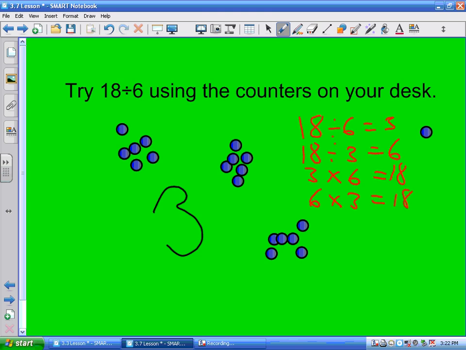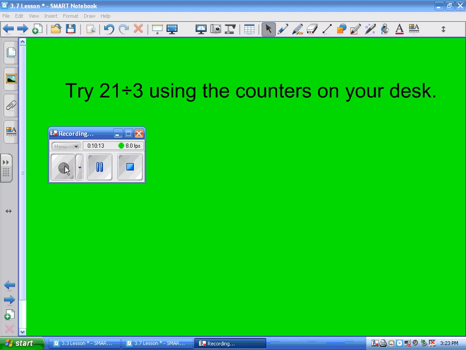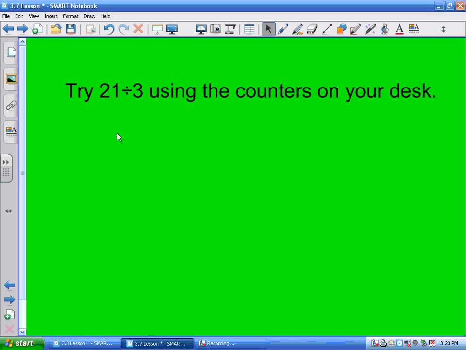All right, next question. 21 divided by 3. For 21 divided by 3, I think you all are getting the answers now. I've got to take 21 counters, I've got to put them in groups of 3. So this is another way of doing it without using counters. What I'm going to do is count while I put them in groups of 3, and I'm going to stop when I get to 21.